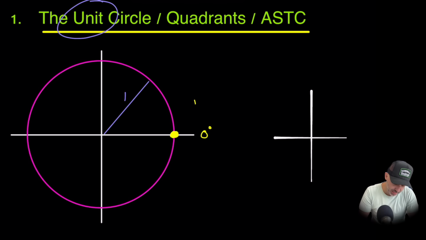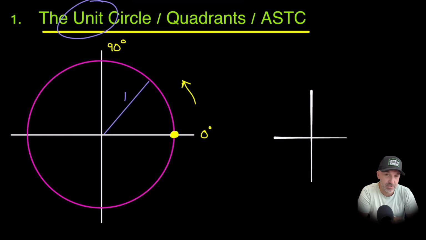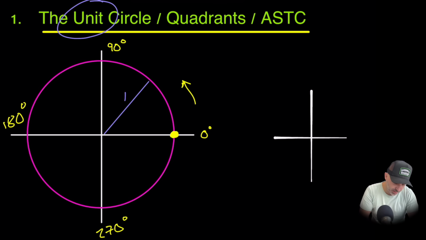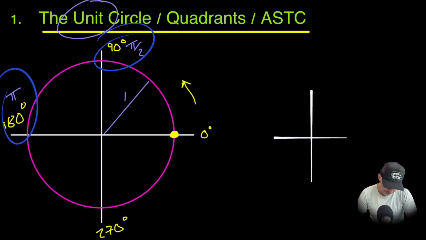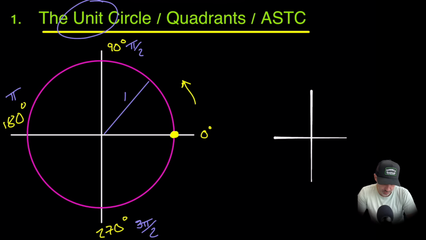As we rotate anti-clockwise, we will reach this axis here, which is 90 degrees. If we keep going, we'll have 180 and then 270 degrees. Now, if you're working in radians, you should know what those are. That would be pi over 2, that would be pi, and this would be 3 pi over 2. Depending on what course you're doing, you may be working in radians or degrees.